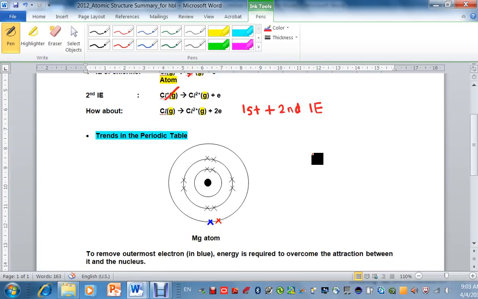Now we look at trends in the periodic table. First you need to understand that in ionization energy, we are removing an electron from the outermost shell. That means one of these two electrons here. Let's say we are trying to remove the blue electron. Energy is required to remove the electron because this electron experiences attraction from the nucleus. Remember the nucleus contains protons, so it's positively charged, so it will exert attraction on the electron.